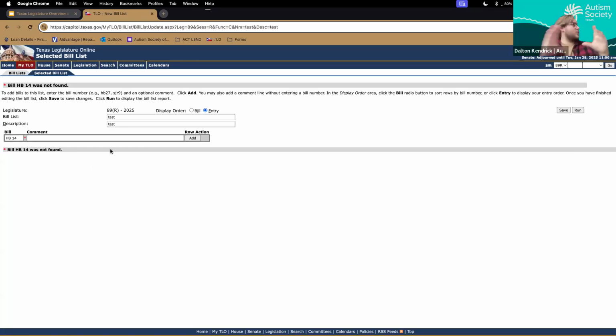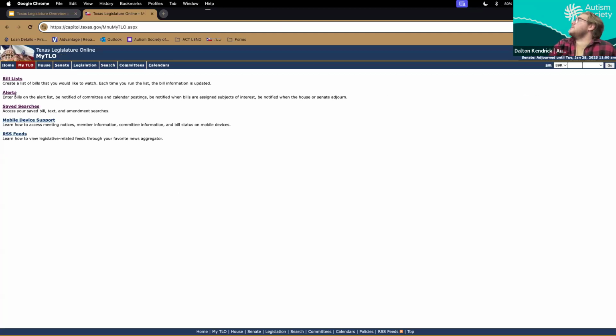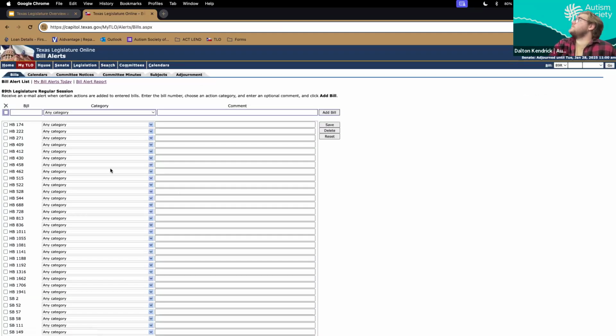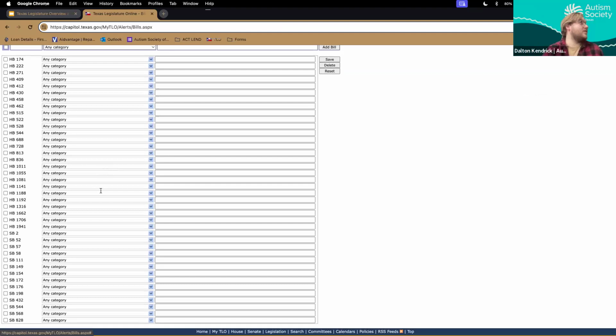And then it'll add it to there, and it's a way to keep all of your bills in one nice, easy place to find. Another great thing that you can do is go to alerts, so you can turn on alerts for different bills. These are all bills that I'm tracking this legislative session. Most of them are related to special education, some criminal justice, different things like that.